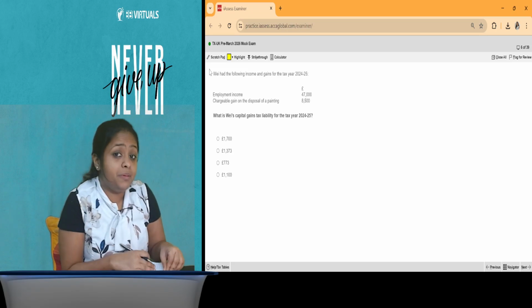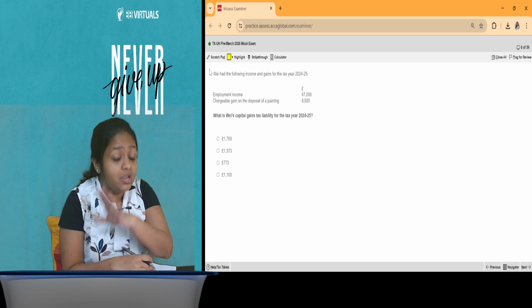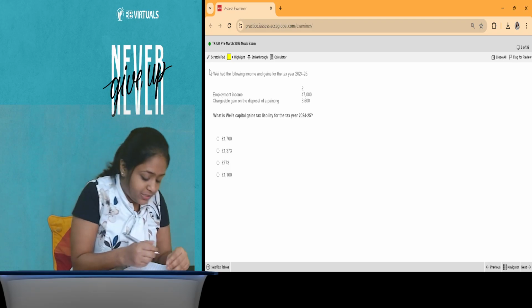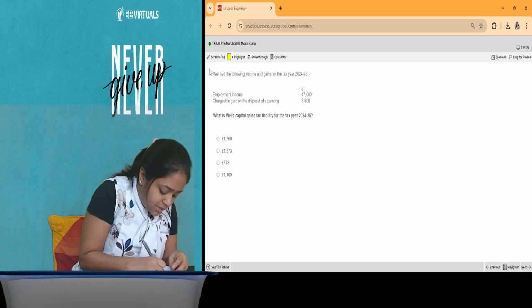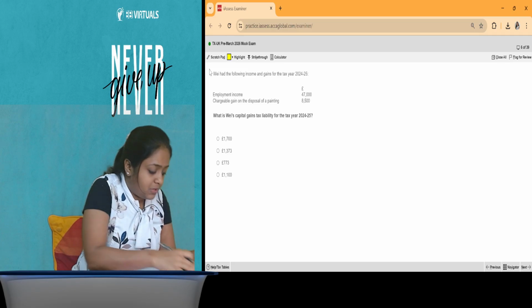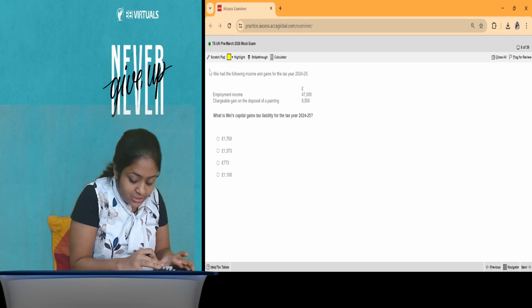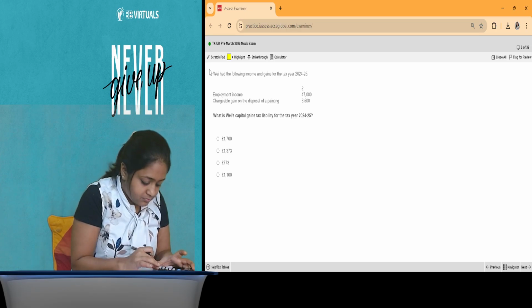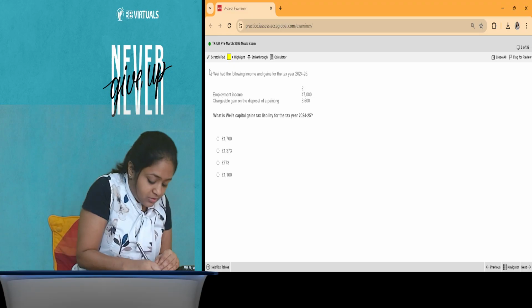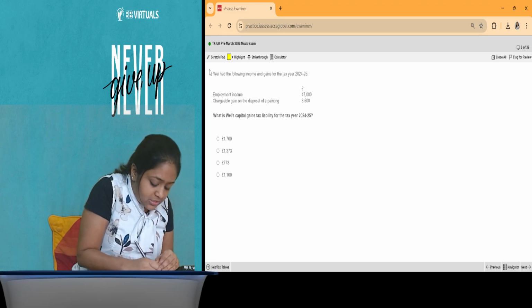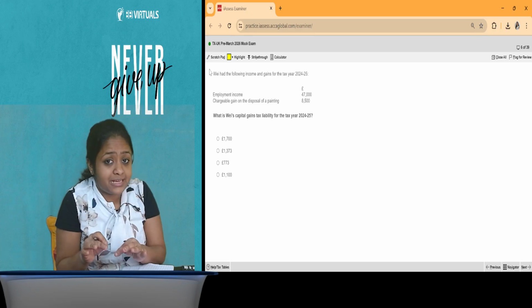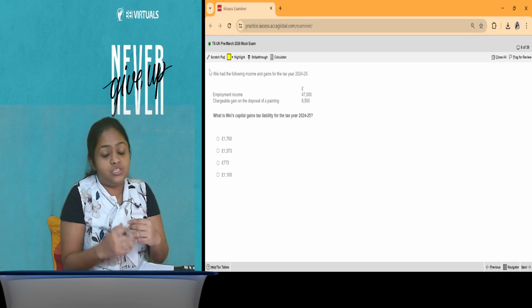Now you know you have a BRB till 37,700. So you still have some BRB left. Let's calculate what is BRB unutilized. So BRB unutilized will be 37,700 less 34,430, which is 3,270. So 3,270 will be taxed at a lower tax rate and more than 3,270 will be taxed at a higher tax rate.